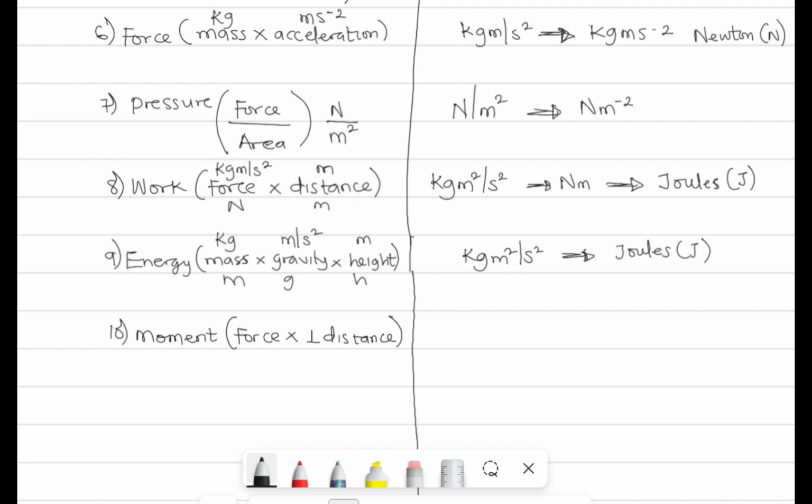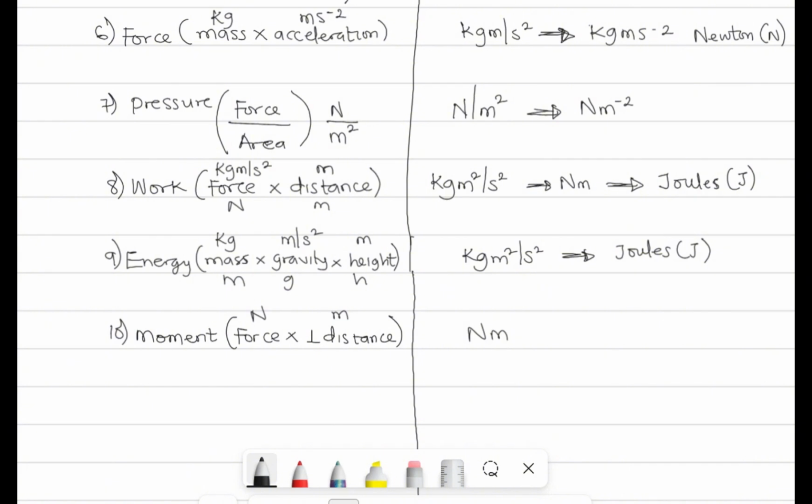We also have moment. Force is given in Newton, and distance in meter. So moment is given as Newton meter. Moment is not given as joules, even though it has the same derived unit as work. Anytime you calculate for moment, you write Newton meter. Take note that moment is force times perpendicular distance. Whether it is perpendicular distance or horizontal distance, all distances are measured in meters. That's why it is Newton meter.